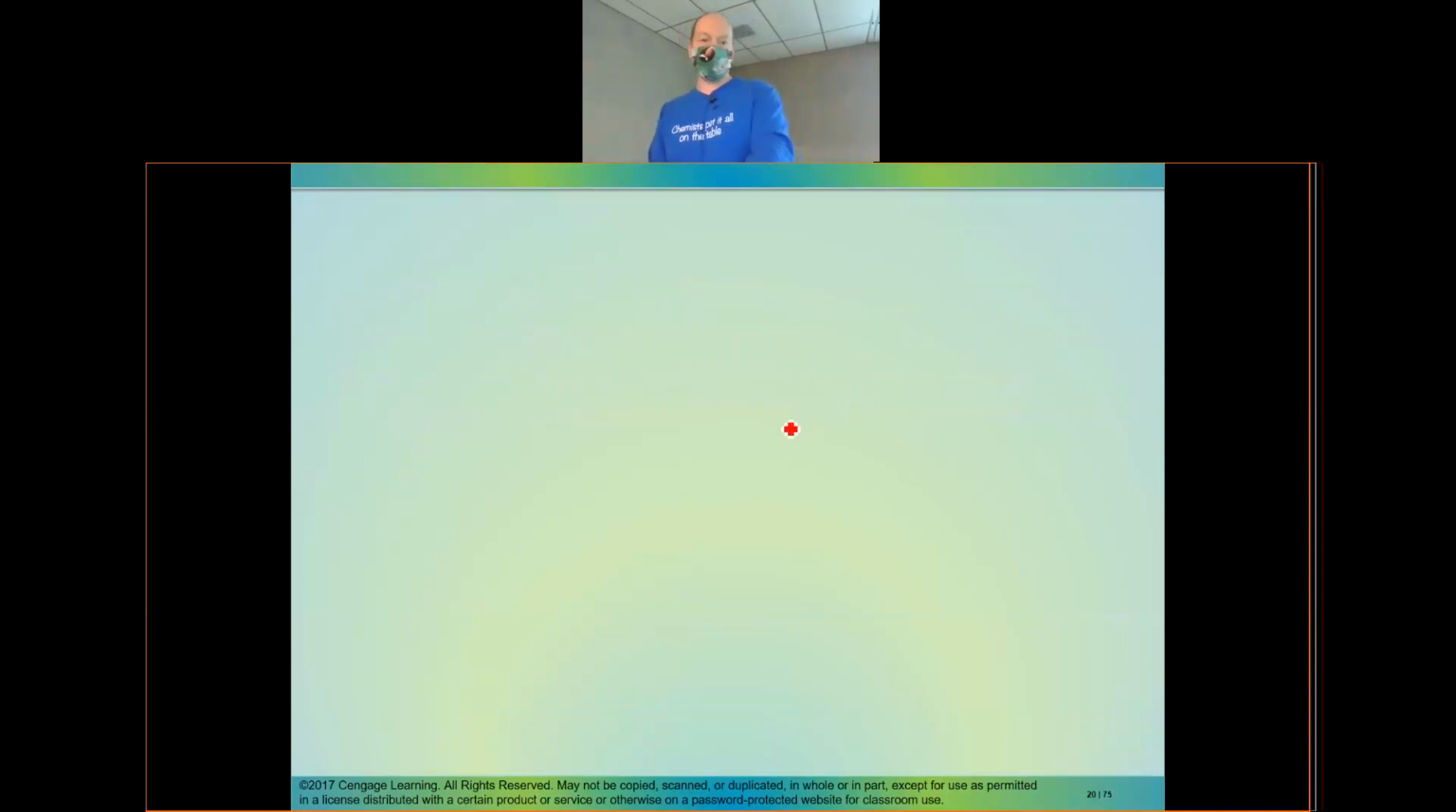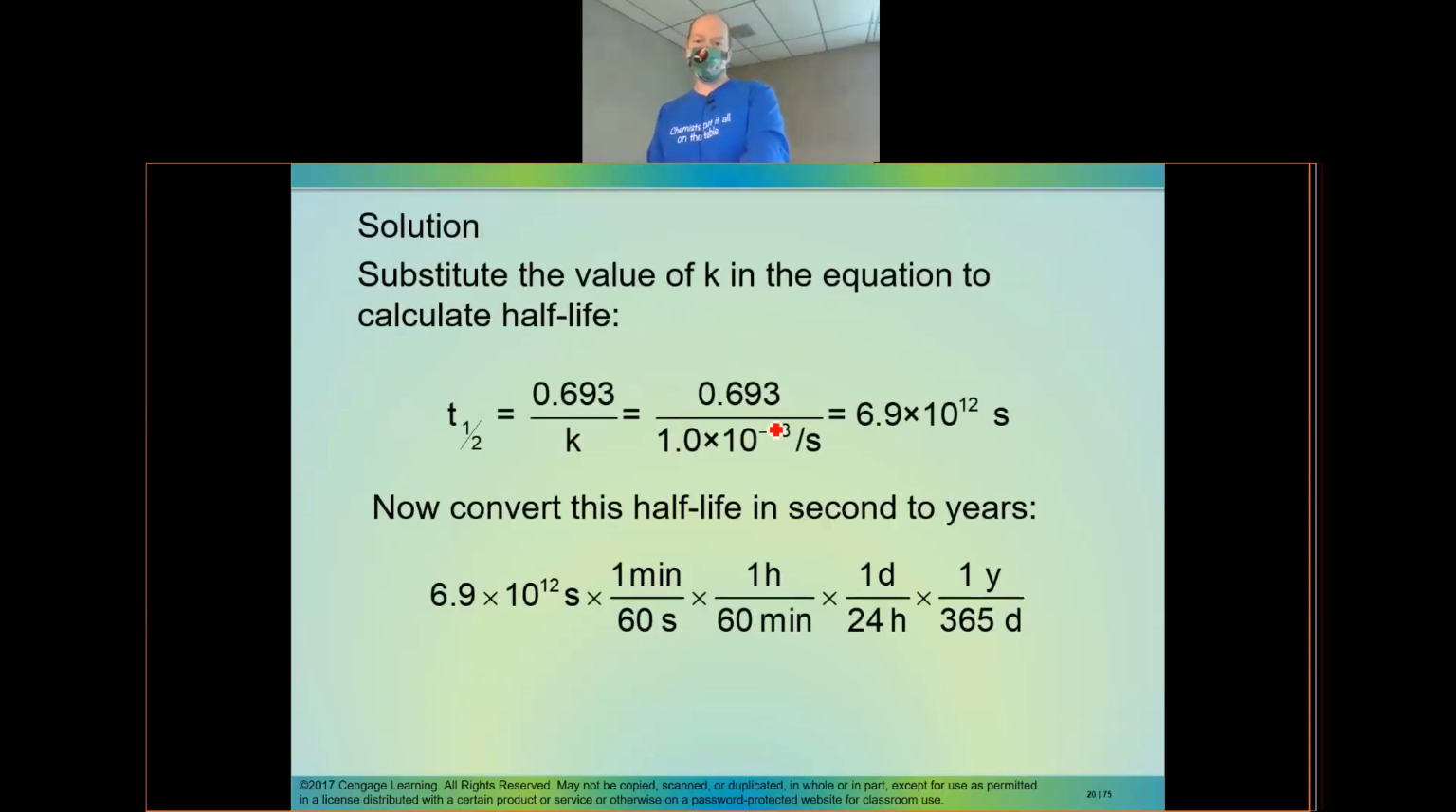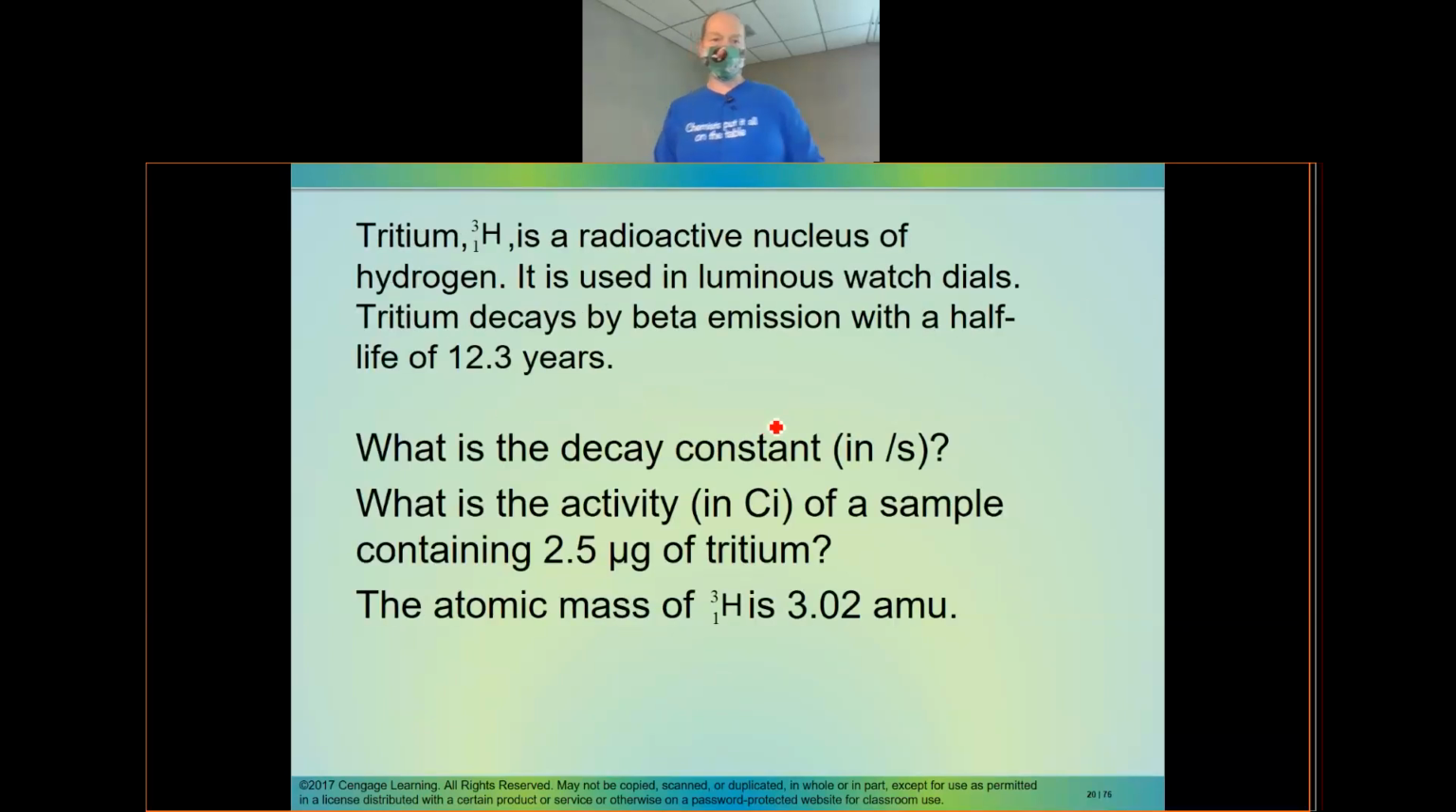Okay, so now they're doing it in years. 2.2 times 10 to the 5th years. So that is a very large half-life. All right, so tritium is a radioactive nucleus of hydrogen. Half-life, 12.3 years.